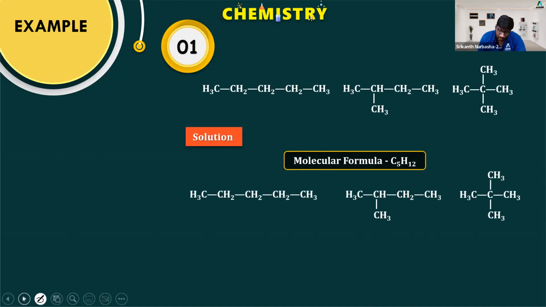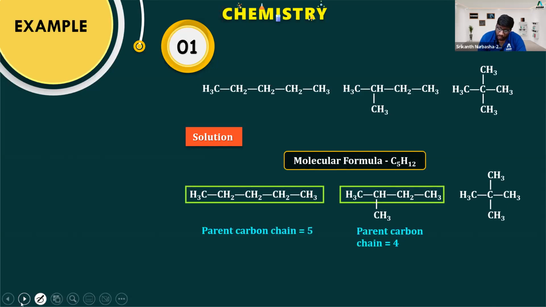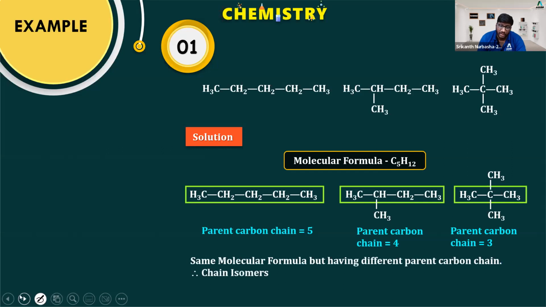The molecular formula is C5H12. In the first compound, you have a parent carbon chain of 5. In the second, the parent carbon chain is 4. In the third compound, you have a parent carbon chain of 3. Same molecular formula but a difference in the number of carbons in the parent carbon chain. So they can be called chain isomers.